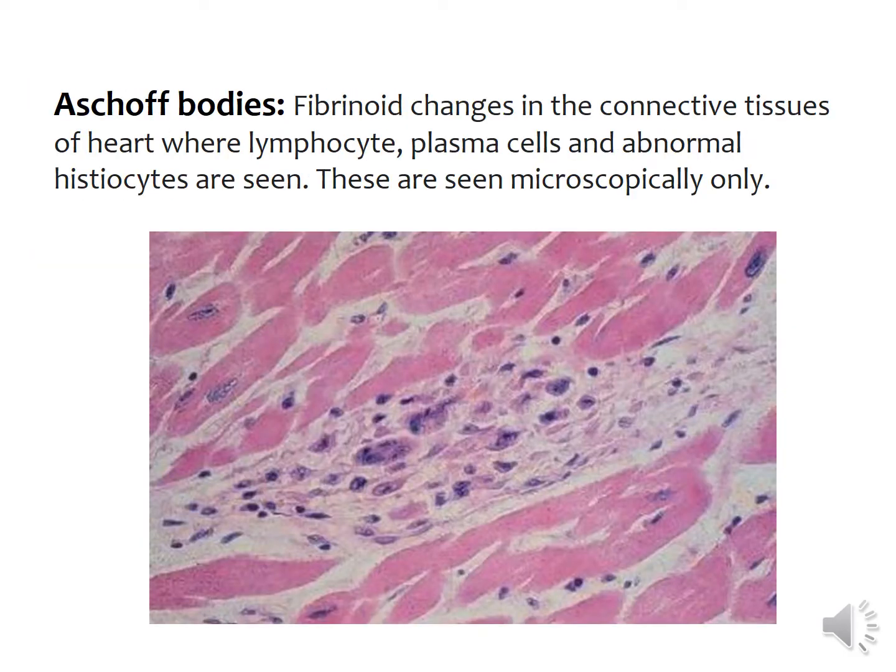Aschoff bodies are seen in the cardiac muscle, and they are nothing but fibrinoid changes in the connective tissues of the heart, where infiltration of lymphocytes and plasma cells is seen along with abnormal histiocytes. This is a microscopic finding, from a biopsy of the heart muscle, and under normal circumstances we can't see this, but these are all produced due to immune complex formation.